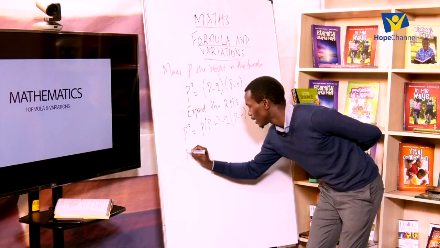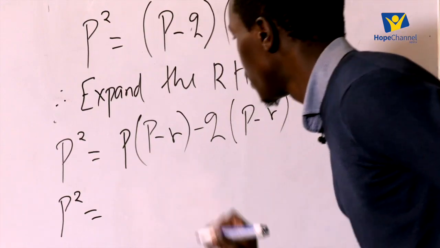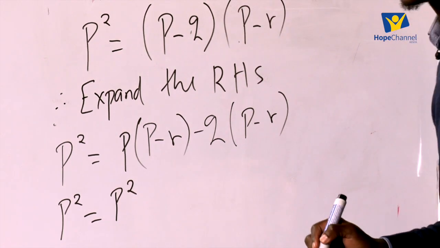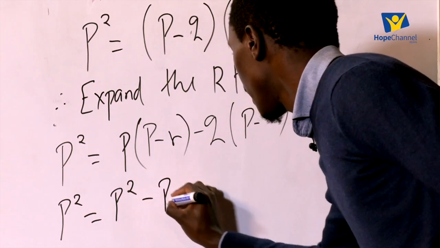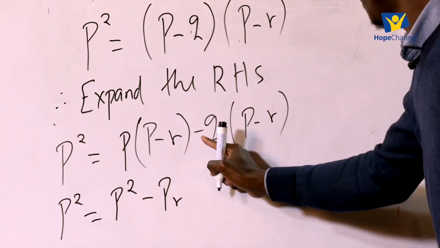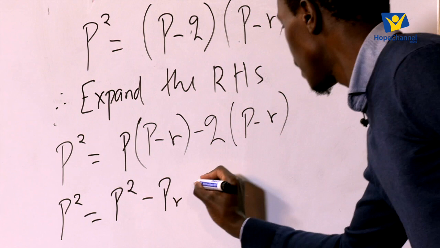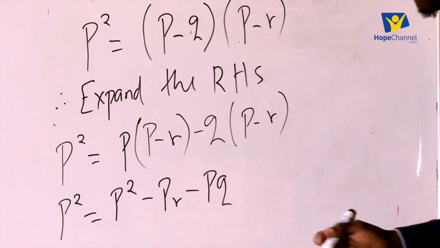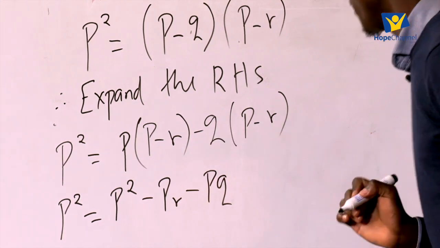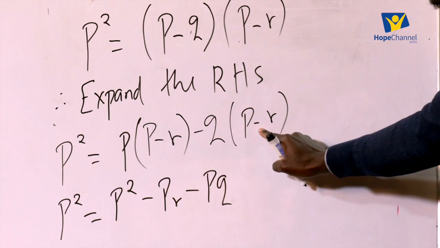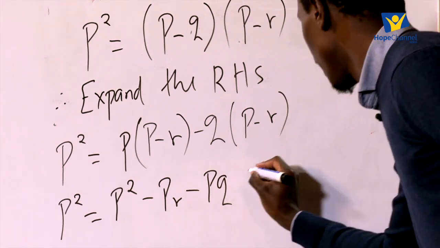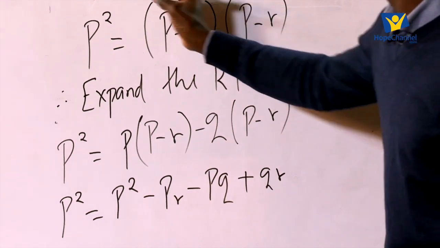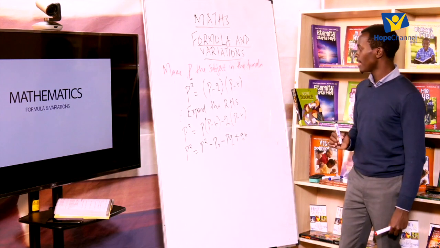So we'll have it as P squared is equal to P times P is P squared. P multiplied by negative R is negative PR. Then we have negative Q multiplied by P. We'll have it as negative PQ, or you can have it as negative QP. There's still no problem. And then we have negative Q multiplied by negative R. Because it is a negative multiplied by negative, we will have it as a positive, and that will be positive QR.